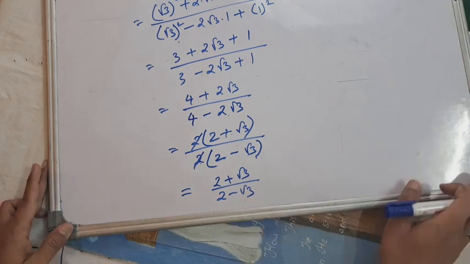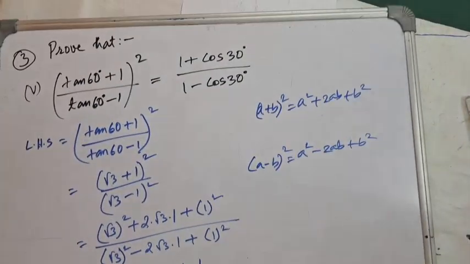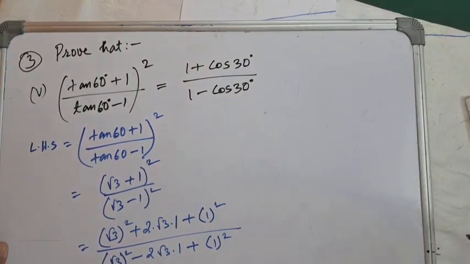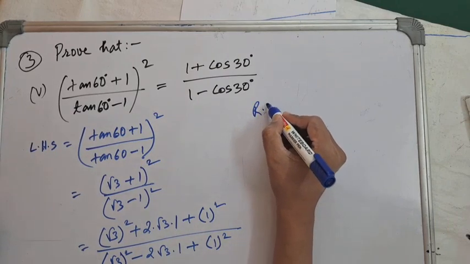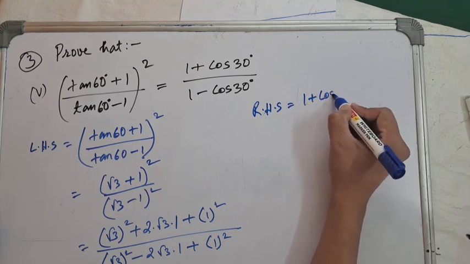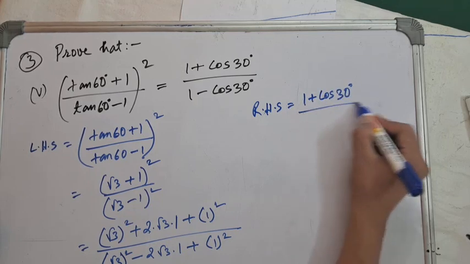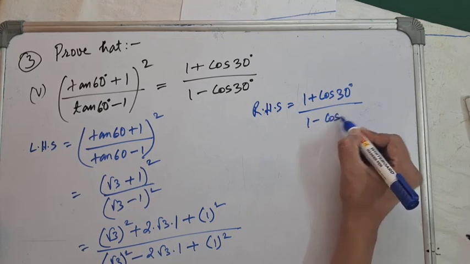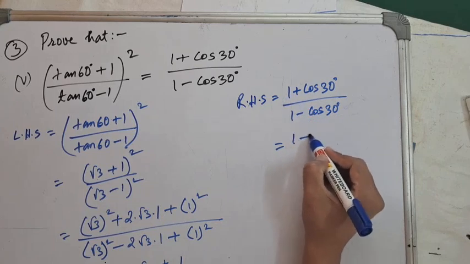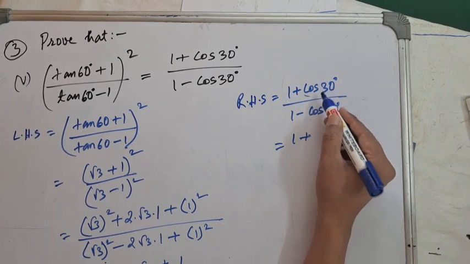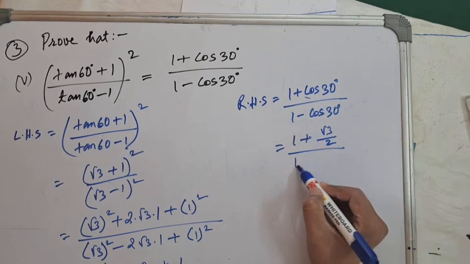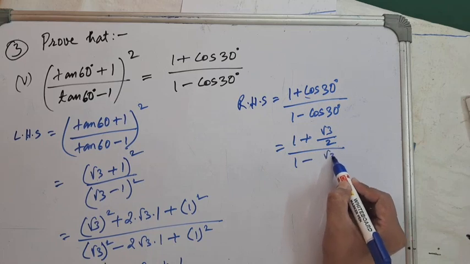Now let us use the right hand side. On the right hand side we have 1 plus cos 30 degree upon 1 minus cos 30 degree. Okay, so 1 plus, what is the value of cos 30 degree? Cos 30 degree is root 3 upon 2, and 1 minus cos 30 is 1 minus root 3 upon 2.